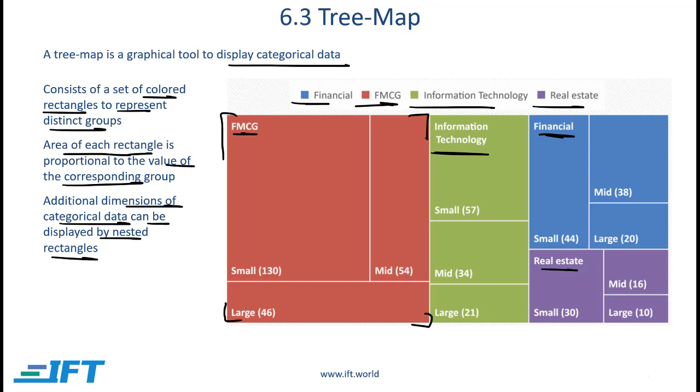So notice within FMCG, we have these nested rectangles, and through these nested rectangles, we can see how many small cap stocks, how many mid cap, and how many large cap stocks we have. So with FMCG, clearly the largest group is small cap stocks, followed by mid cap, followed by large cap.